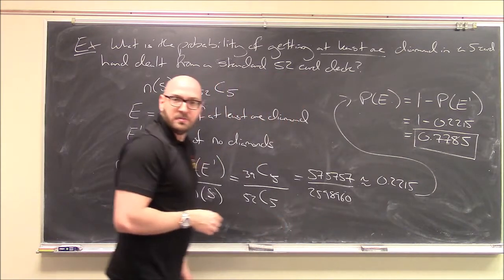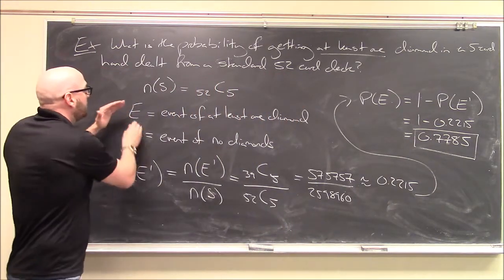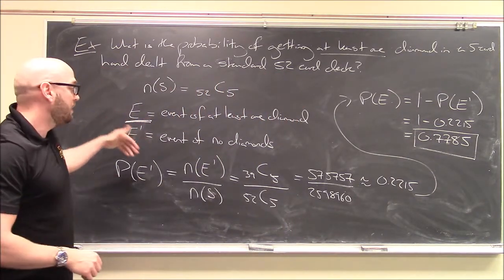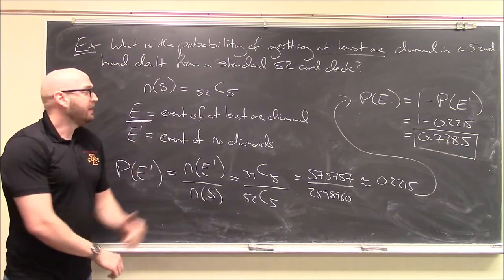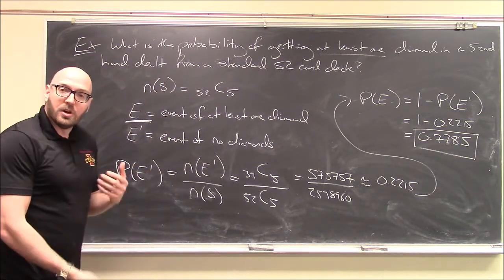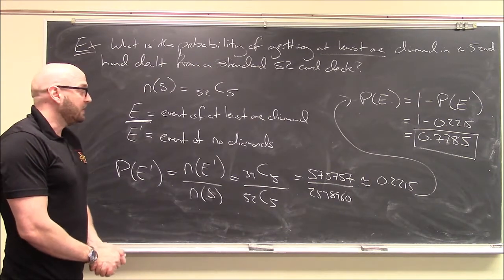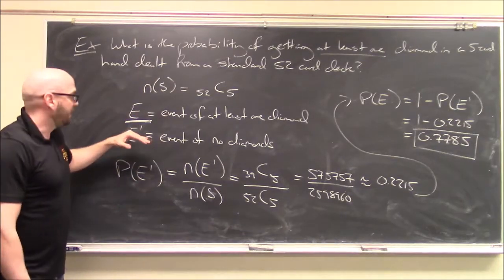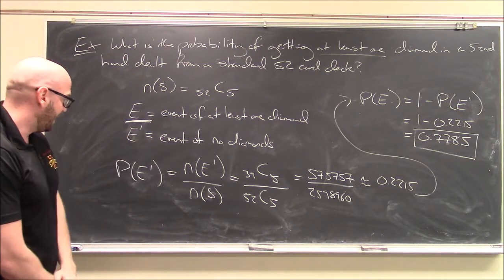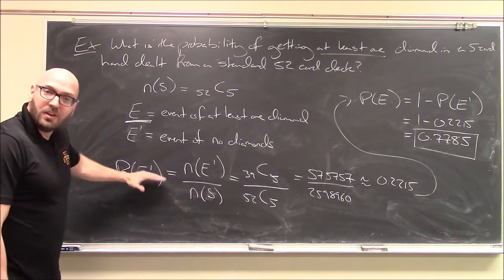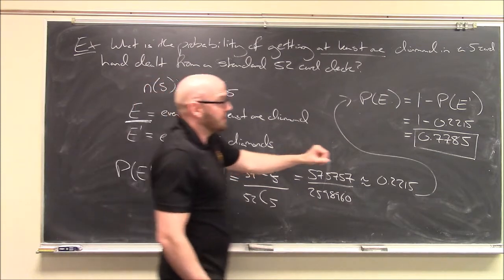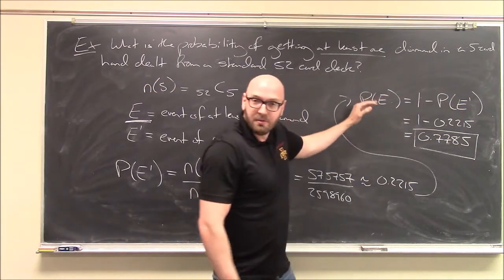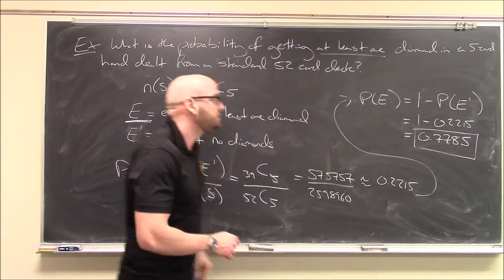So there's the answer. Again, it's not impossible to just have proceeded directly from E, worked out how many elements are in E. You know enough about combinations and computing these things so far that that's doable, but it's much easier to find the number of elements in E complement and find the probability of E complement instead. And once you know the probability of E complement, you immediately know the probability of E using this nice relationship.